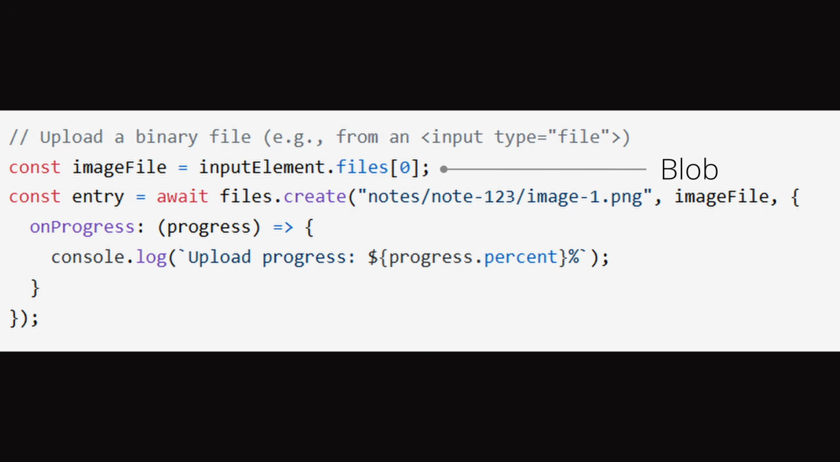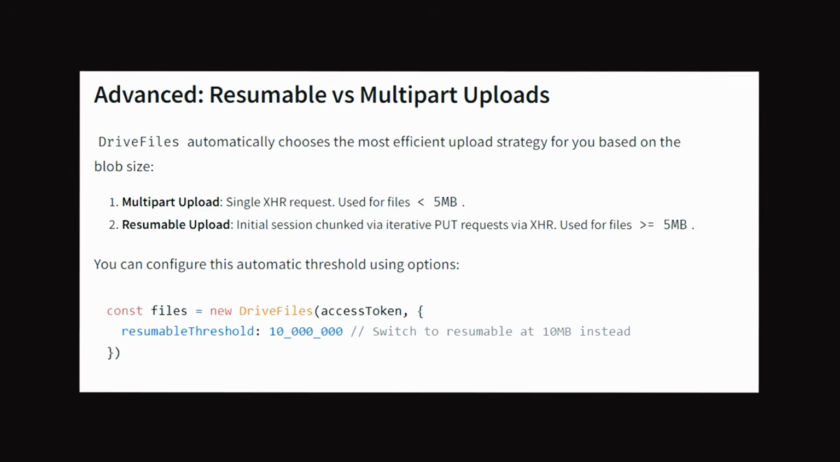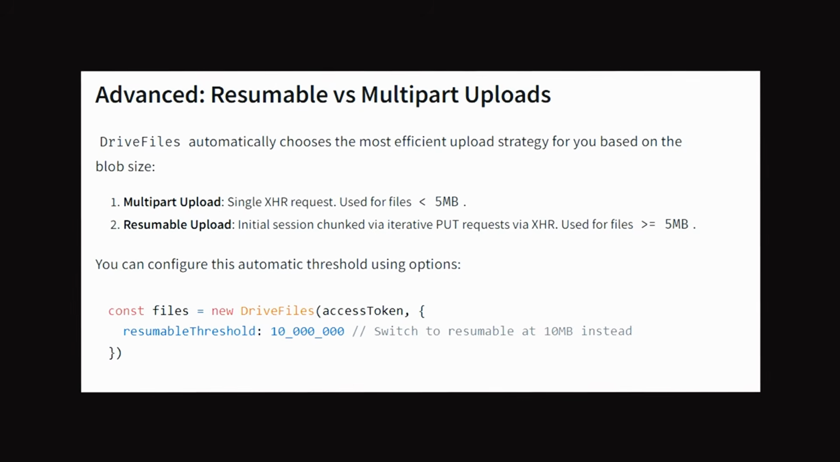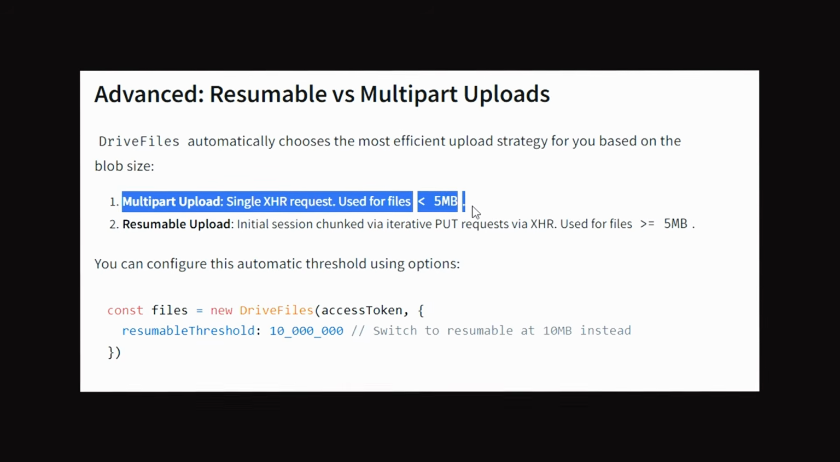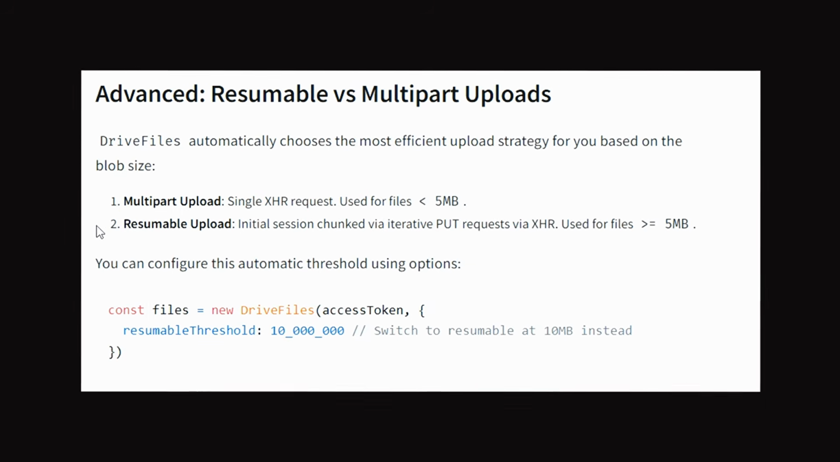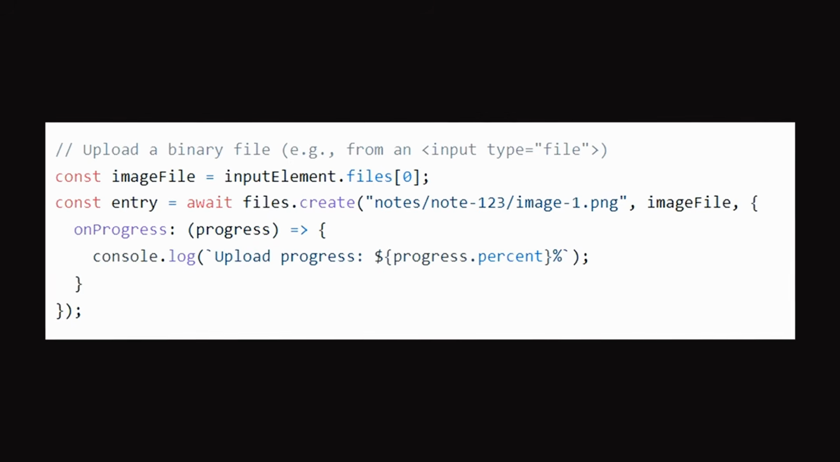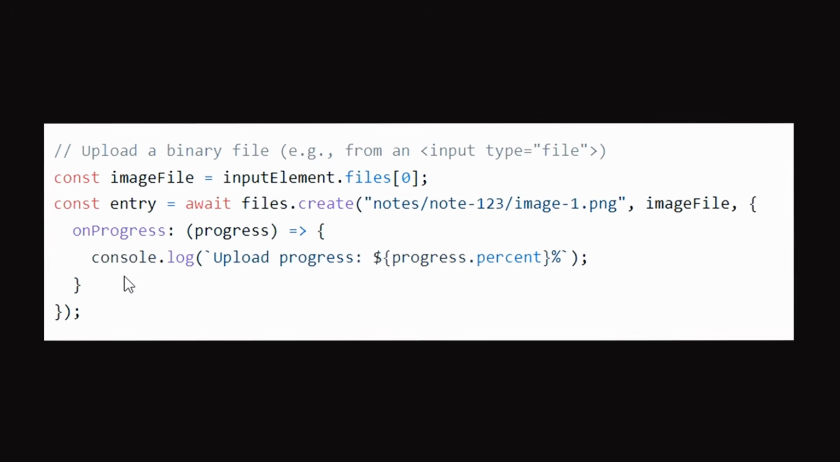And because uploading a 50 MB video is not the same as uploading a 12 KB profile picture, nook-files automatically switches between two upload strategies depending on the file size. So multipart for small files and resumable chunked uploads for large ones. You don't configure anything, it just does the right thing. And you get upload progress out of the box. So this is the code example to get the upload progress.